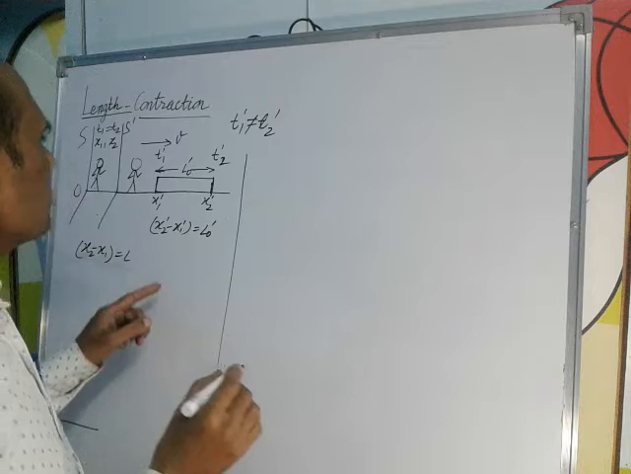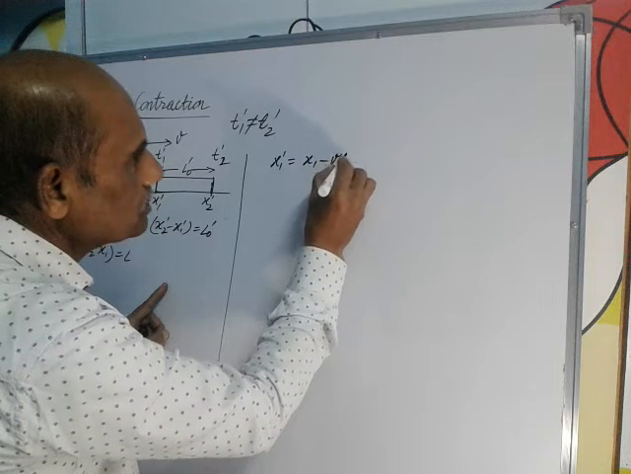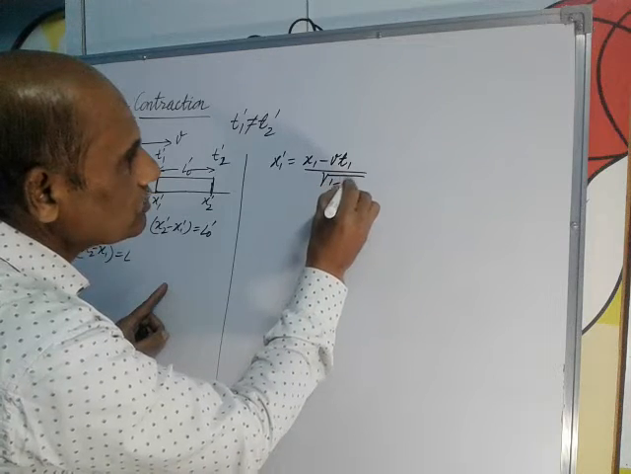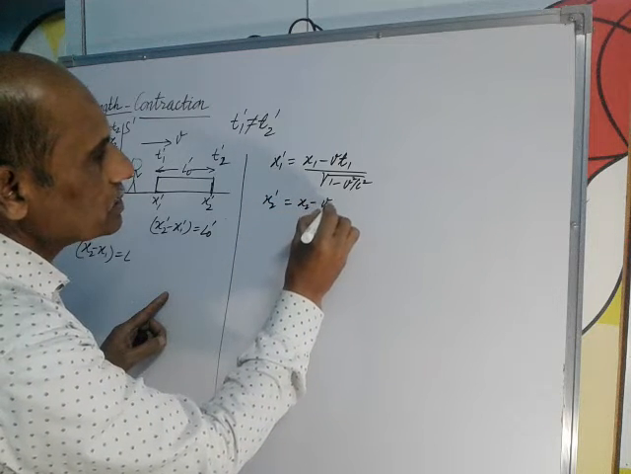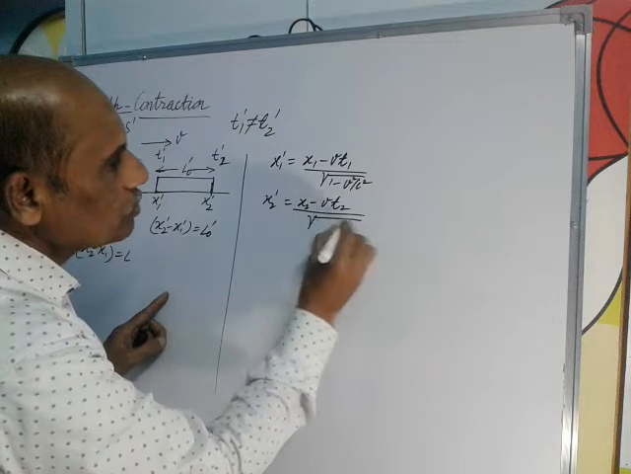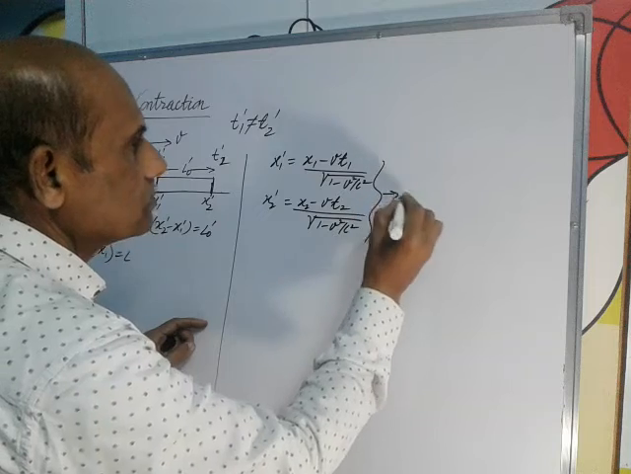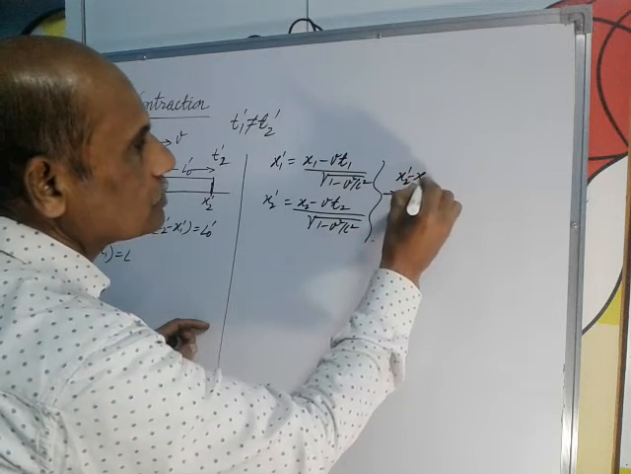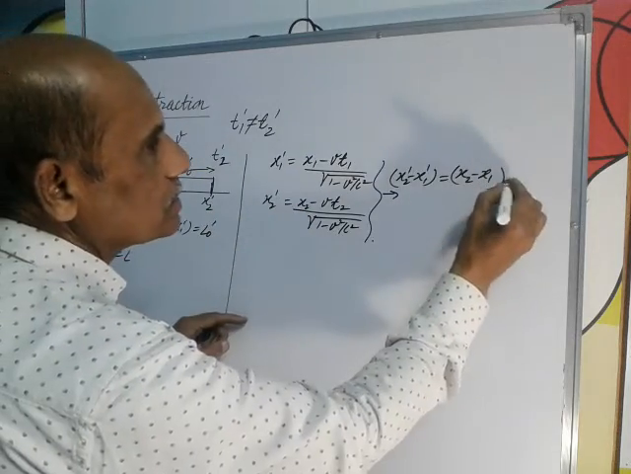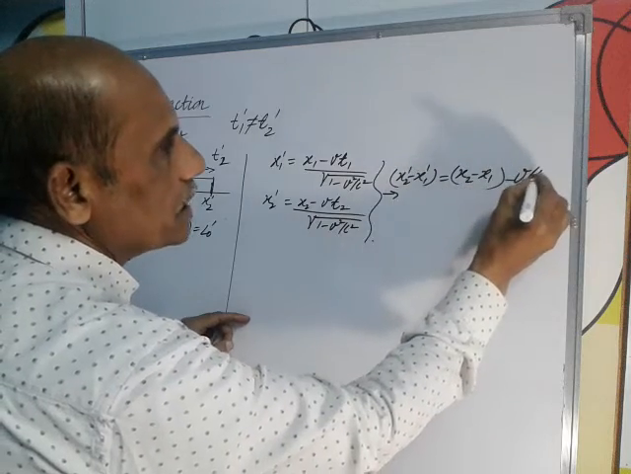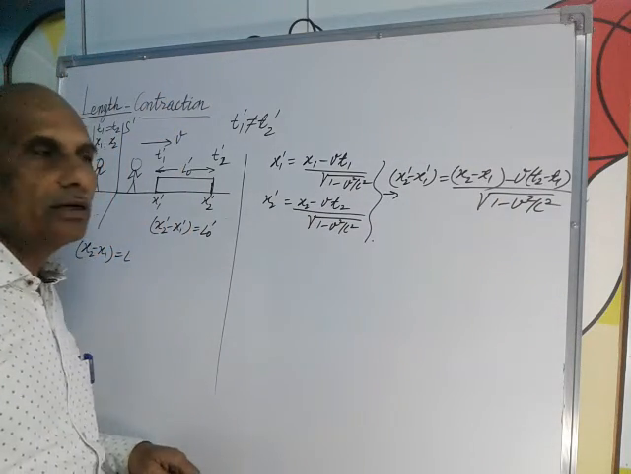Now we use the transformation relation for x1 dash: x1 dash is equal to x1 minus vt1 upon square root 1 minus v square by c square. X2 dash is equal to x2 minus vt2 upon square root 1 minus v square by c square. These two relations give us x2 dash minus x1 dash equal to x2 minus x1 minus v common inside bracket t2 minus t1 upon square root 1 minus v square by c square.